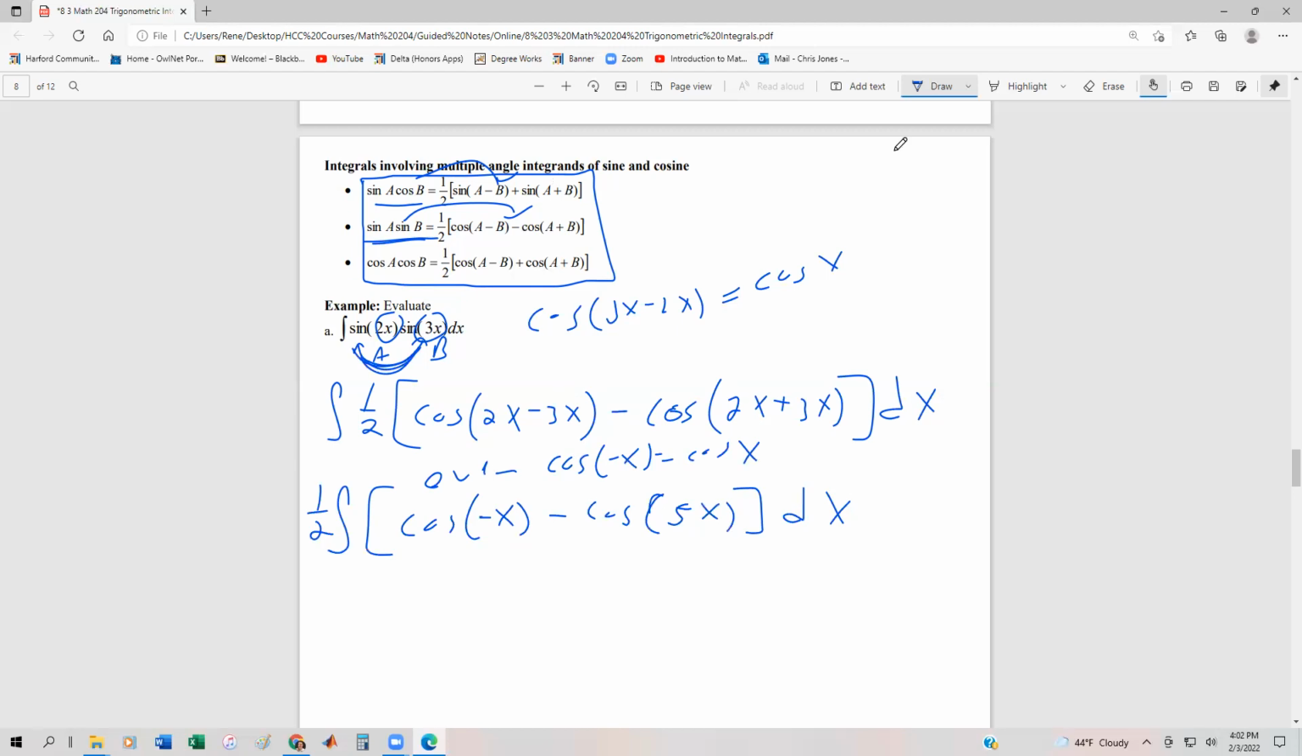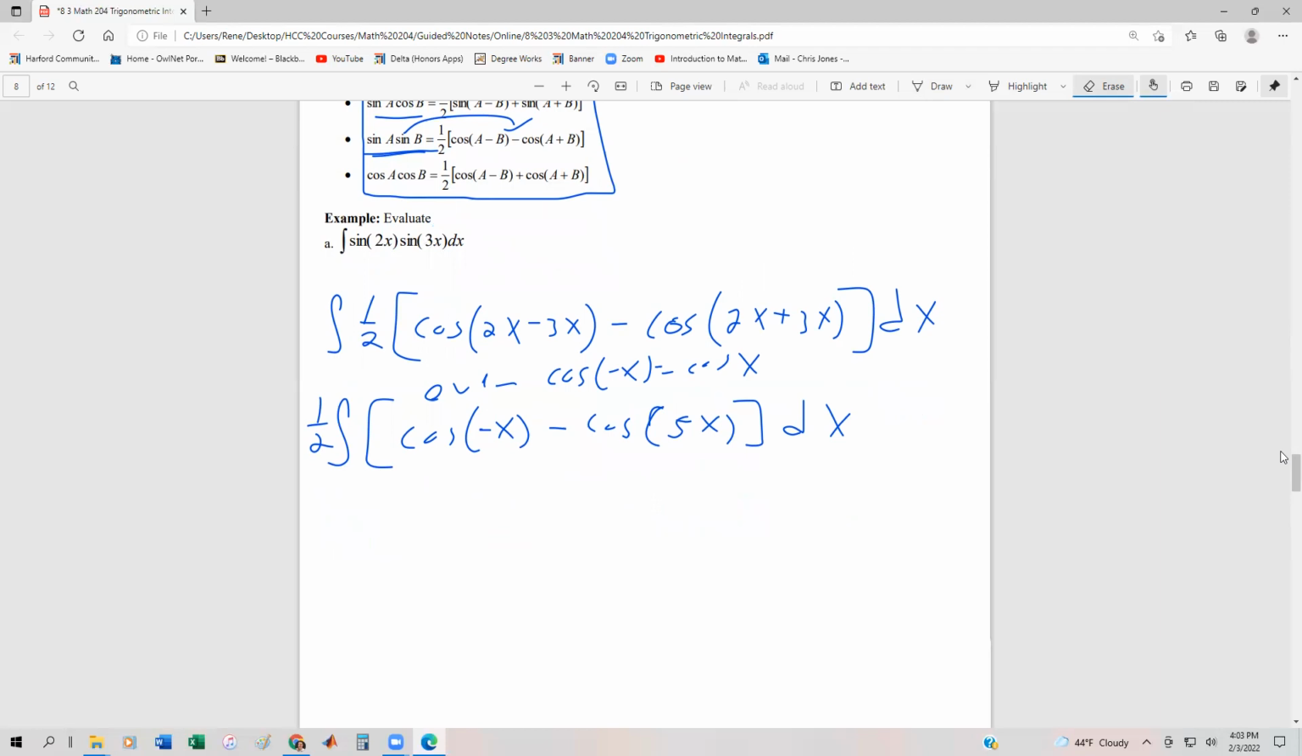So I'm just giving you this for those of you who might be using a computer algebra system to check, or if you're thinking, what happens if I flip these around? Why do I get a negative instead of a positive? Technically, what we can do is rewrite this as 1/2 the integral of cos x minus cos 5x dx.